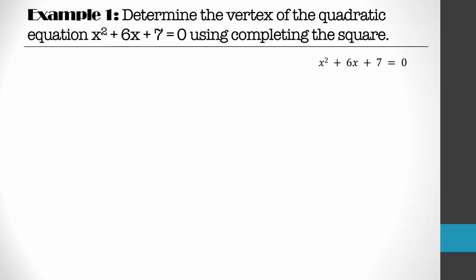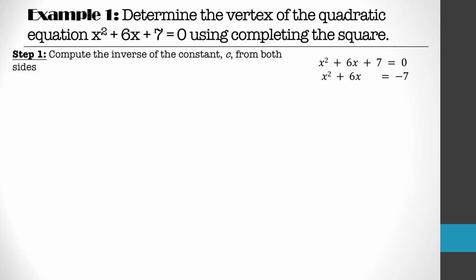Let's take a look at our first example. Here we want to determine the vertex of the quadratic equation x squared plus 6x plus 7 equals 0 using completing the square. The first step to convert from standard form to vertex form is to apply the inverse operation of your constant c to both sides. In this case, our constant is positive 7, so we first subtract 7 from both sides to get x squared plus 6x equals negative 7.